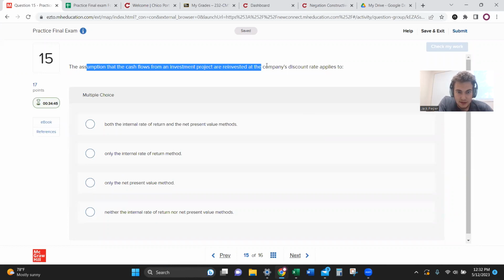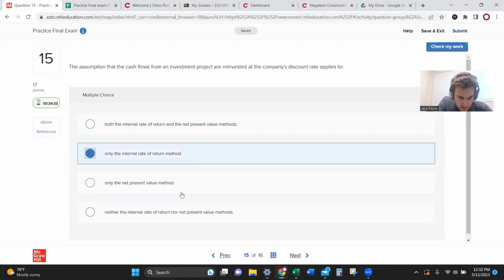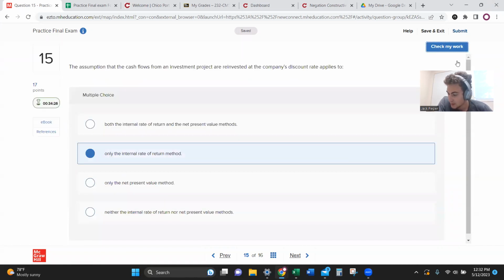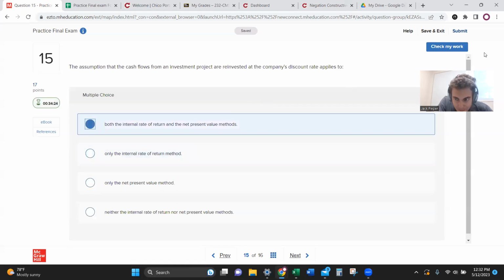Okay. Some of the cash flows from an investment project are reinvested at the company's discount rate. This applies to only the internal rate of return method. Nope. It's going to be only the net present value method.